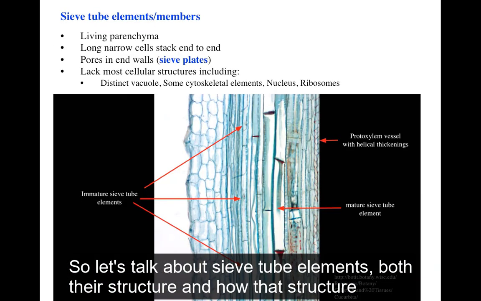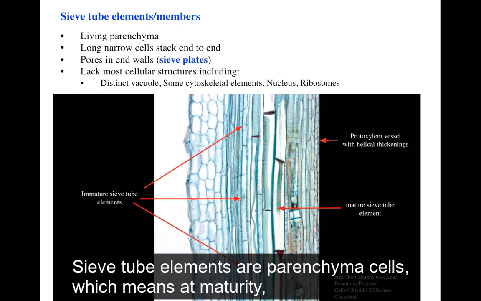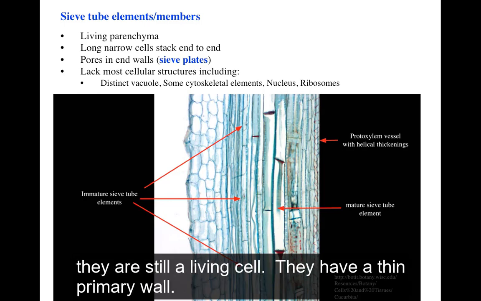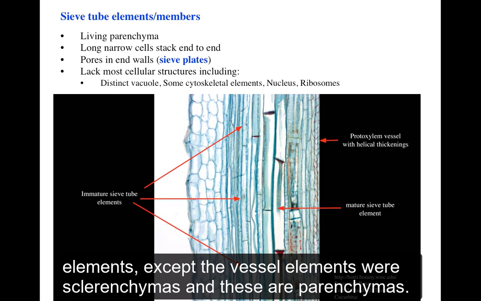So let's talk about sieve tube elements, both their structure and how that structure allows their function. Sieve tube elements are parenchyma cells, which means that at maturity, they are still a living cell. They have a thin primary wall. They are long and narrow, and they stack end to end, much like we just saw with the vessel elements, except the vessel elements were sclerenchymas, and these are parenchymas.